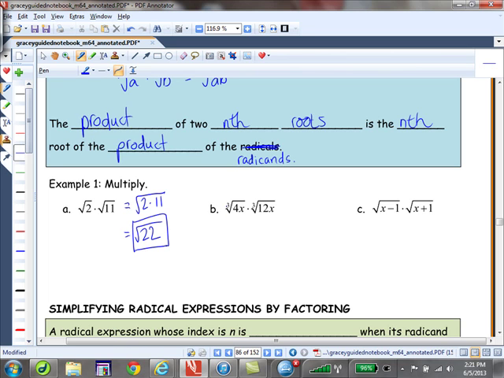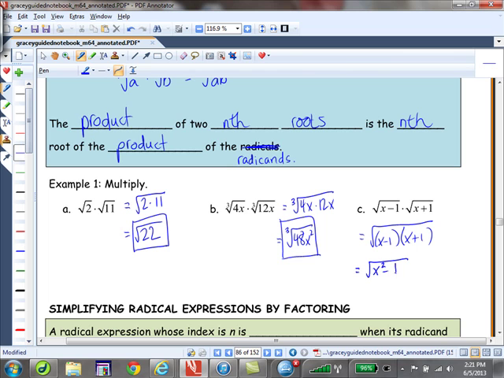Okay, again checking, I've got a cube root here and a cube root here, and I'm multiplying. So I can rewrite this as the cube root of the product of the radicands, which is 4x times 12x, which would give me the cube root of 48x squared. Next up, we have a square root and a square root. So this will be the square root of quantity x minus 1 times quantity x plus 1, which of course is the square root of quantity x squared minus 1.